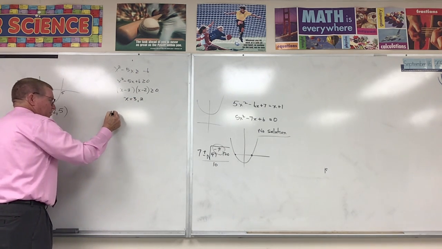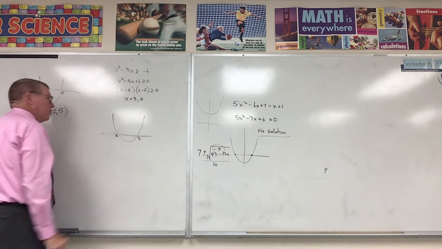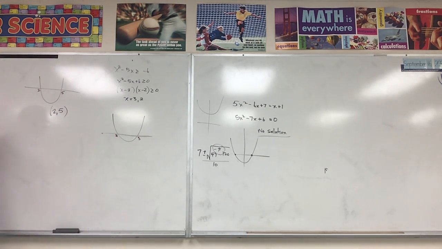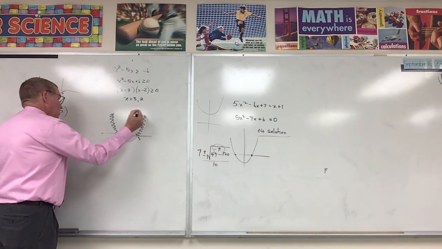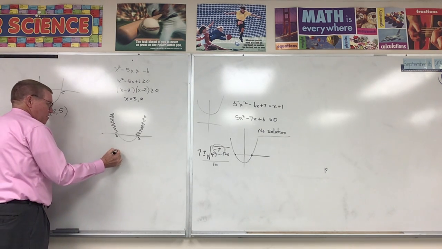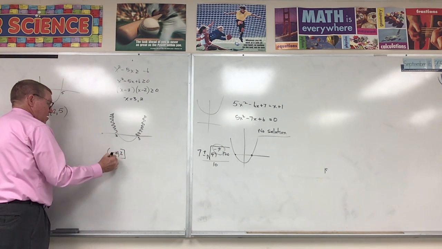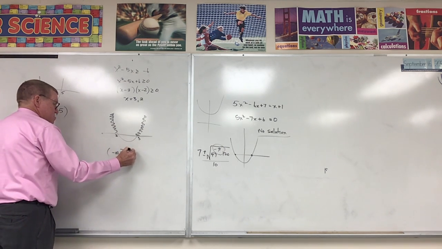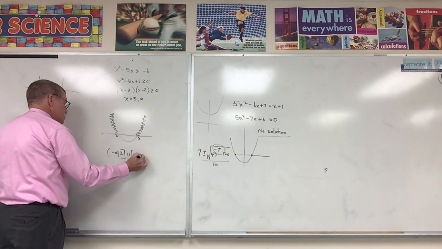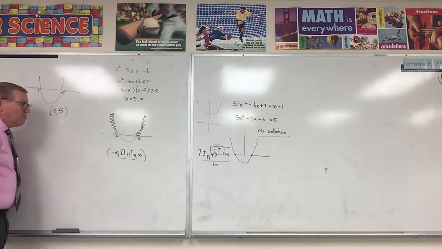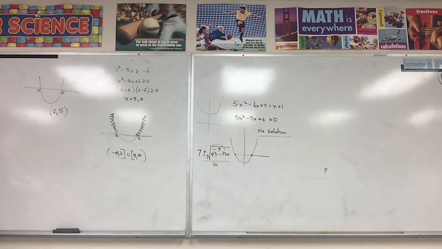My graph looks like this. This is 2 and this is 3. I'm looking for everything that's greater than 0, so I need this part and this part. So it will be negative infinity to 2, and then 3 to infinity. I'm sorry, that was the wrong problem I was reading. We use brackets because it's equal to.